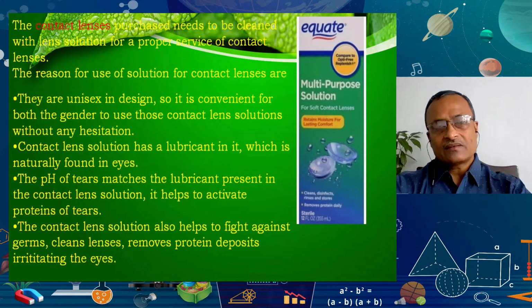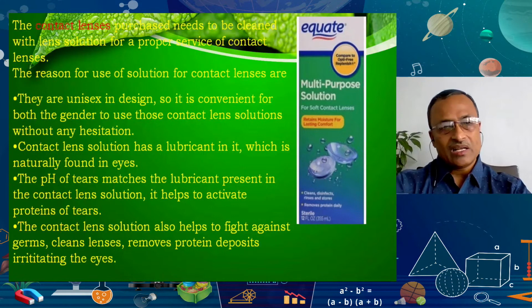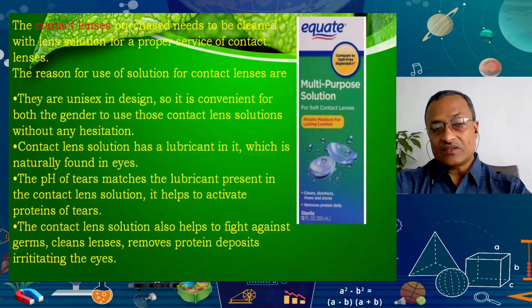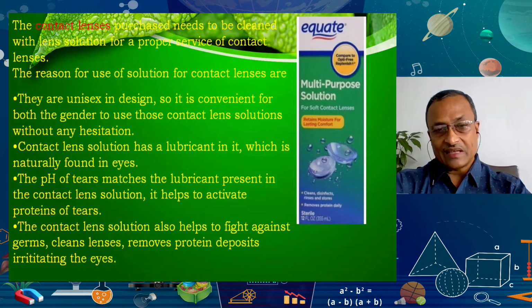Contact lenses that are purchased are required to be kept clean. For that, various types of solutions are available in the market, like multi-purpose solutions. They are unisex, and both genders can use this contact lens solution. They are usually lubricant in nature, and lubricant means they match the status of the tears found inside the eyes. The pH of these solutions matches the pH of the tears, and the contact lens solutions help fight against germs and keep the contact lenses clean.